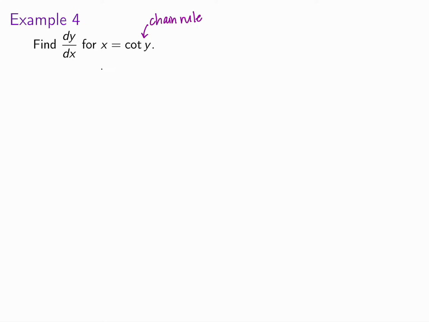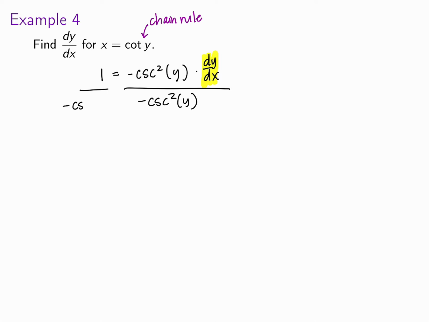All right, so the derivative of x is just 1. The derivative of the cotangent of something, so the cotangent's derivative is negative cosecant squared of y, and then the chain rule says I need to multiply by dy dx. All right, there's my only dy dx, so I'm just going to divide through by negative cosecant squared y, and these cancel, and it looks like dy dx is 1 over the negative cosecant squared of y, which can be cleaned up.